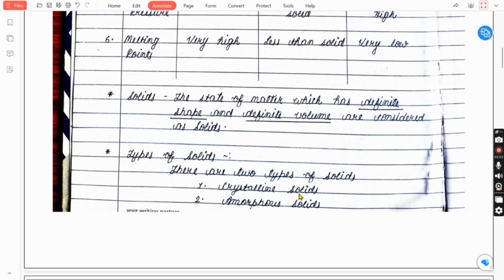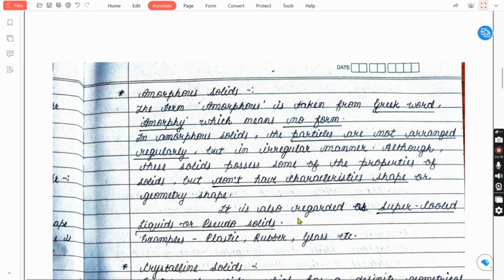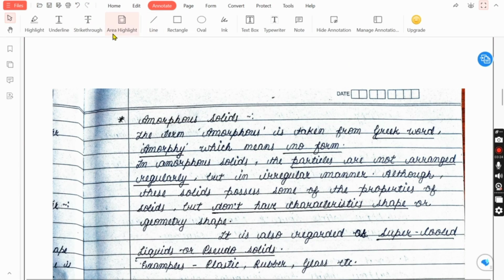We have two types, crystalline solid and amorphous solid. To start with, what are amorphous solids? You can see here, the amorphous solid particles are not arranged regularly, it has an irregular arrangement inside the amorphous solid structure. Also it doesn't have any characteristic shape. You can see here there is no characteristic shape for amorphous solid. They are also called supercooled or pseudo solids. They are also known as supercooled or pseudo solids, and you should always keep this in mind.